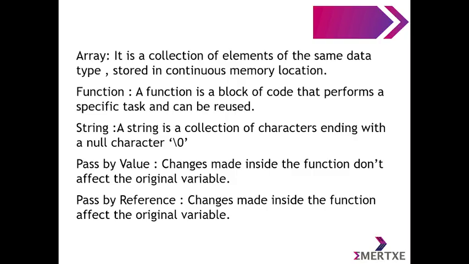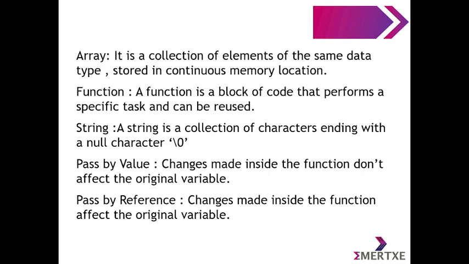Array: it is a collection of elements of the same data type stored in continuous memory locations. Function: a function is a block of code that performs a specific task and can be reused. To write a function, we give a return data type and a function name, and inside it we give a data type for argument 1 and 2. To call a function, we give the function name, and with it the arguments we want, like argument 1, 2, 3 and up to argument n.